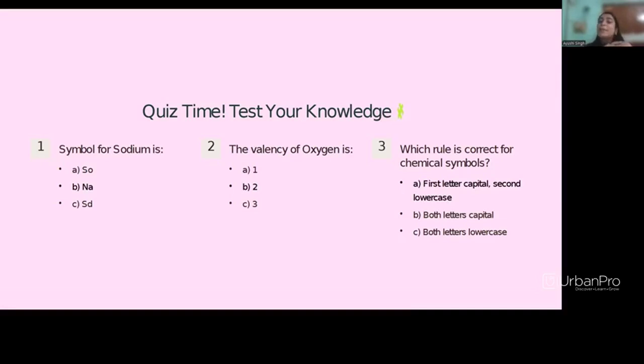Now the second question here, I won't tell the answer. The valency of oxygen is 1, 2, or 3. That you know, we discussed, right? And which rule is correct for chemical symbols? First letter capital, second lowercase; both letters capital; both letters lowercase. Try solving these questions, and see you in the next session.